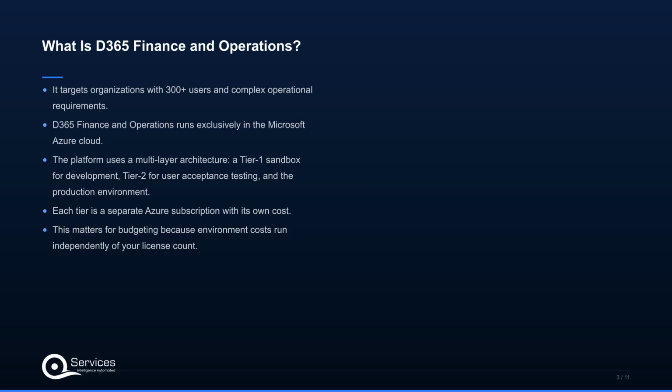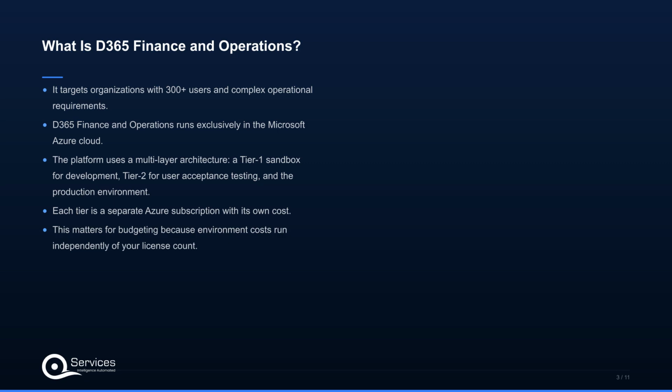Next up, what is D365 Finance and Operations? D365 Finance and Operations is Microsoft's cloud-native ERP built on Azure. It targets organizations with 300-plus users and complex operational requirements. The platform runs on the same data layer as Dynamics 365 Sales, Customer Service, and Field Service, which means finance data and customer data can share a single source of truth without custom integration work.